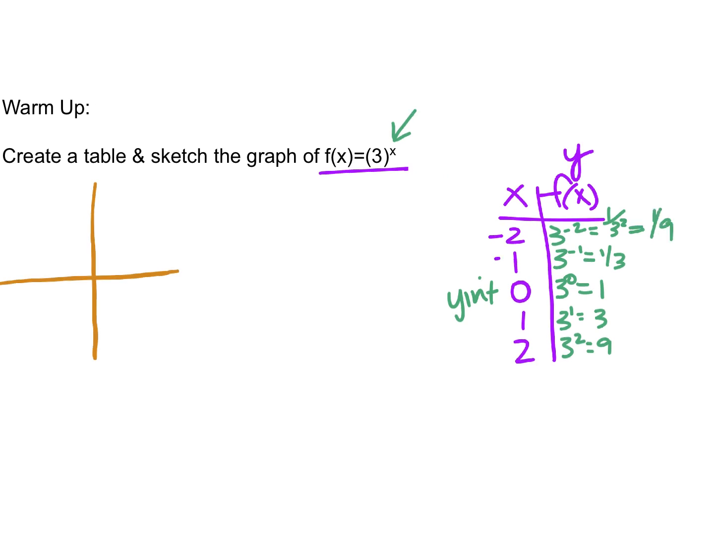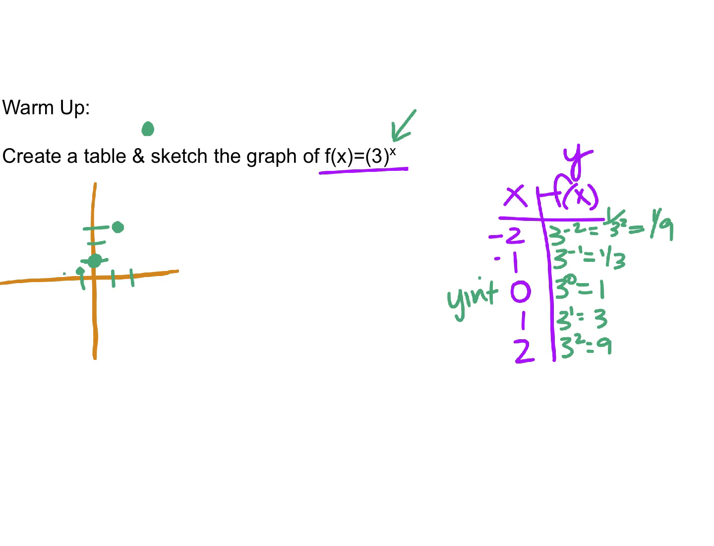So we are going to plot those points, and it doesn't have to be perfect. So we've got 0, 1, put a dot there, and then at 1, 3, put a point there. At 2, 9, somewhere up here, doesn't matter. And then at -1, it's actually going to be at 1/3. So it's going to be close to the x-axis, but not on it.